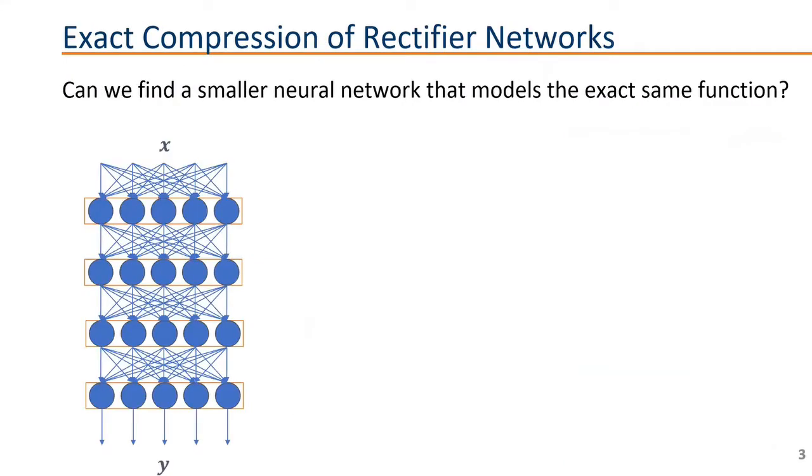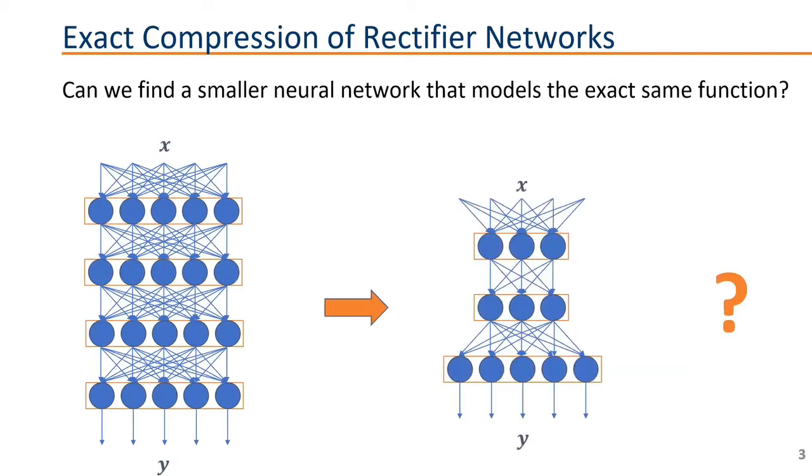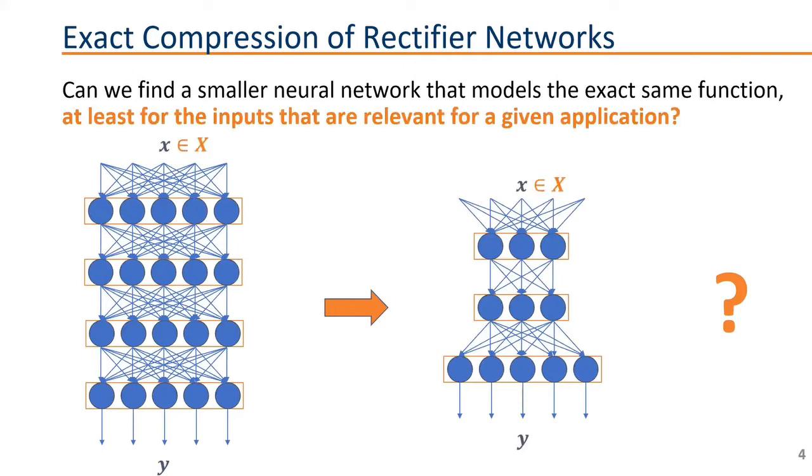So the question that I'm interested in here is exact compression. I'm thinking about whether we can find a smaller neural network that models exactly the same function. In other words, for every X, the mapping to Y is going to be preserved, hopefully with fewer neurons, and even better if with fewer layers. Although whether we can get there or not is open for discussion.